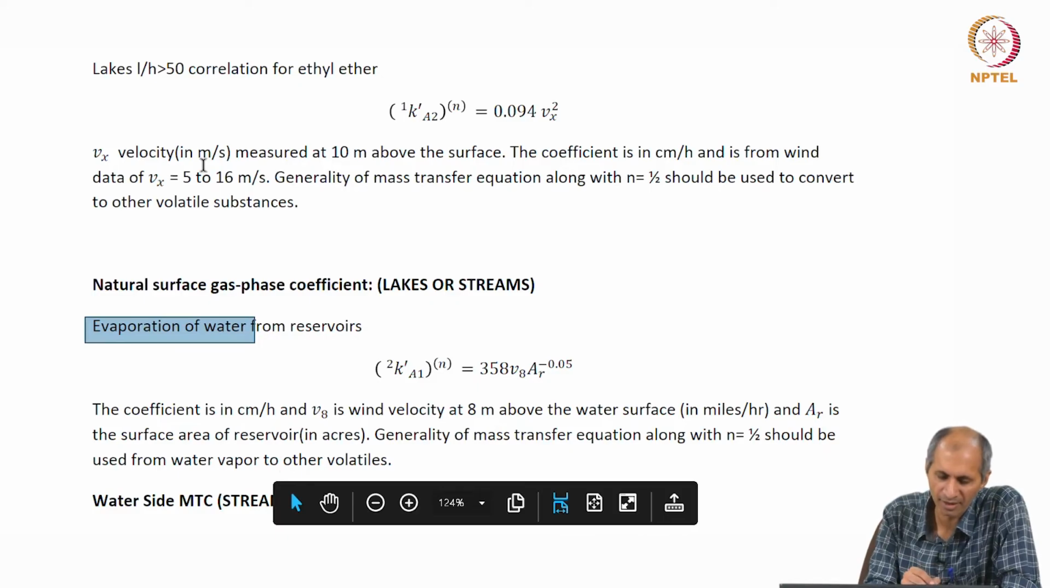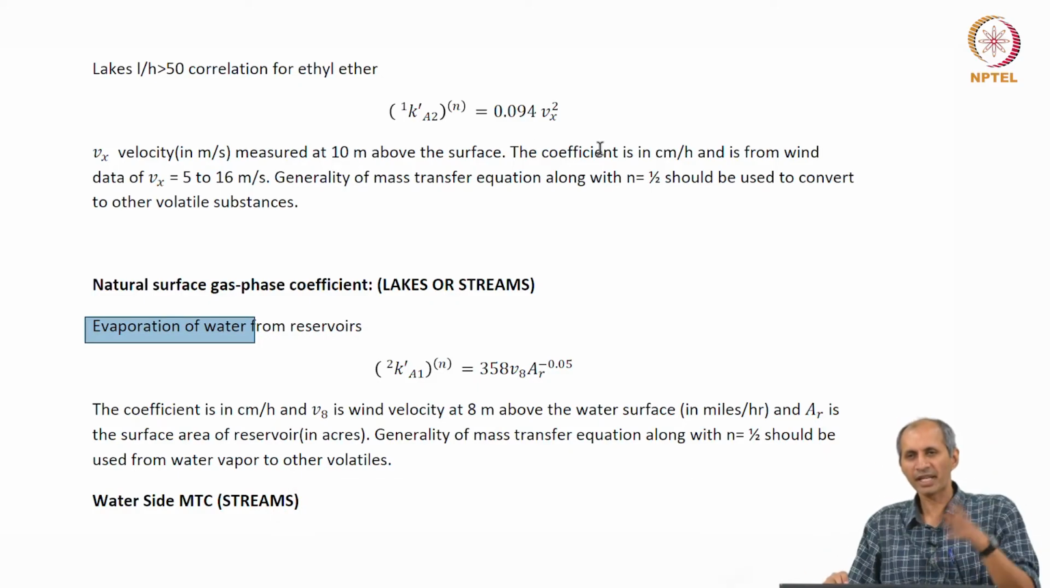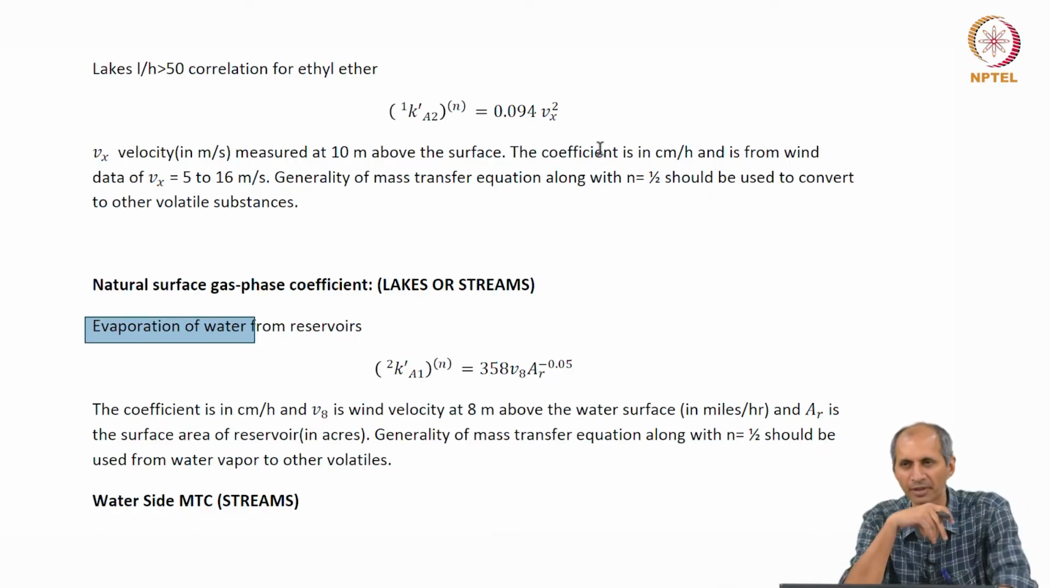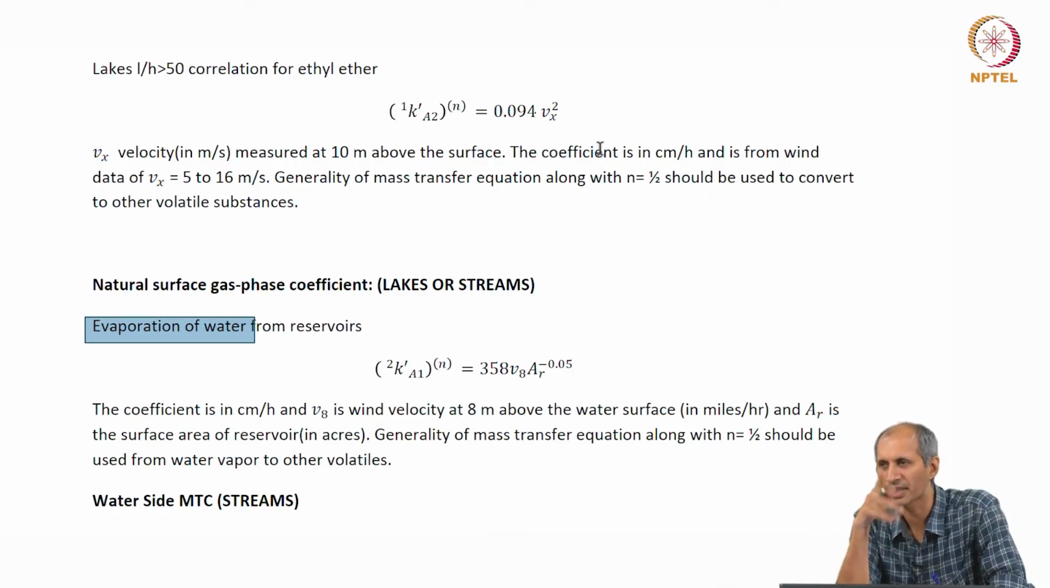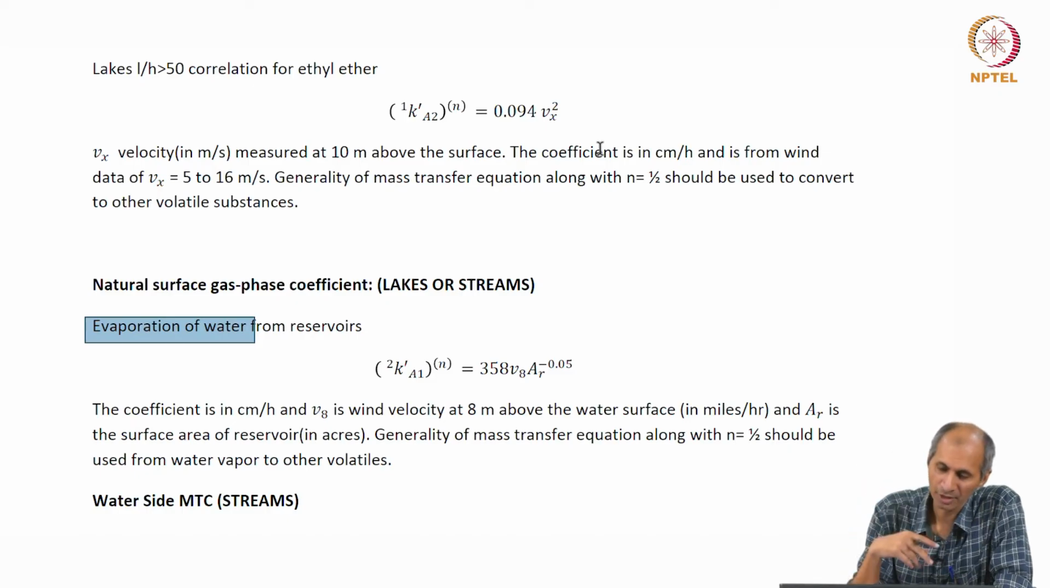It says Vx is measured 10 meters above the surface. Because in their experiment they have measured Vx at 10 meters above the surface. If your Vx is measured at a different height, you have to convert that to 10 meters height using one of those correlations we used for dispersion, using the boundary layer, because this is only valid for that. So, this is the problem with correlations.